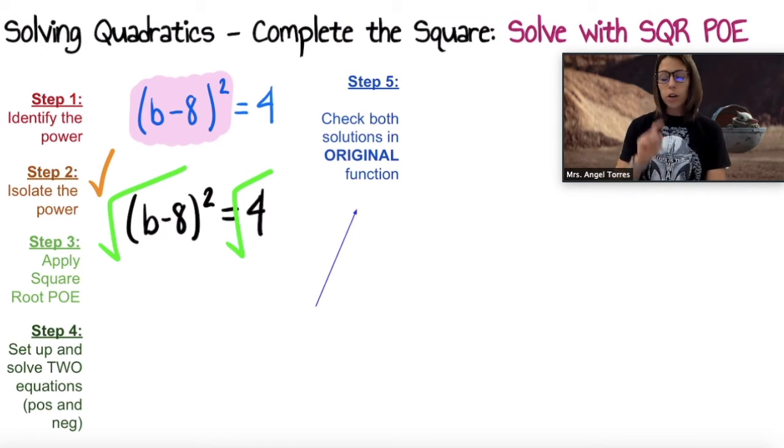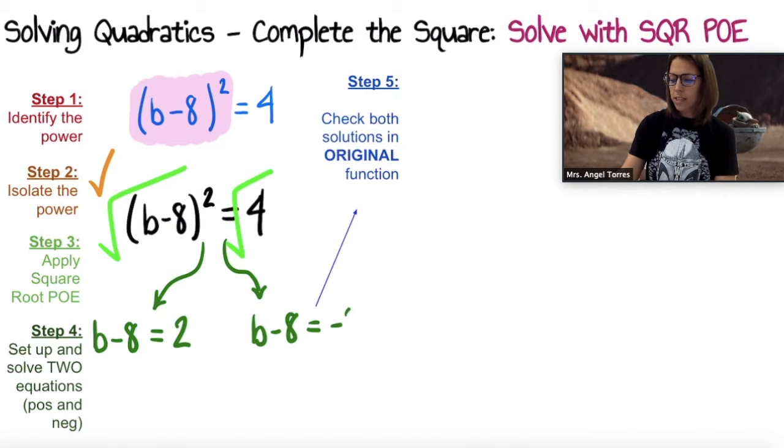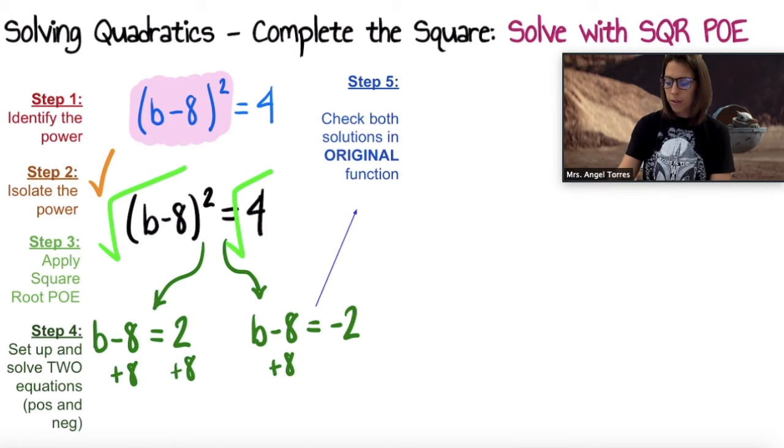Now, since there are 2 square roots of 4, we're going to set up 2 equations. One equal to positive 2, the other to negative 2. So b minus 8 equals 2, and b minus 8 equals negative 2. Let's solve. And b equals 10, and b equals 6.